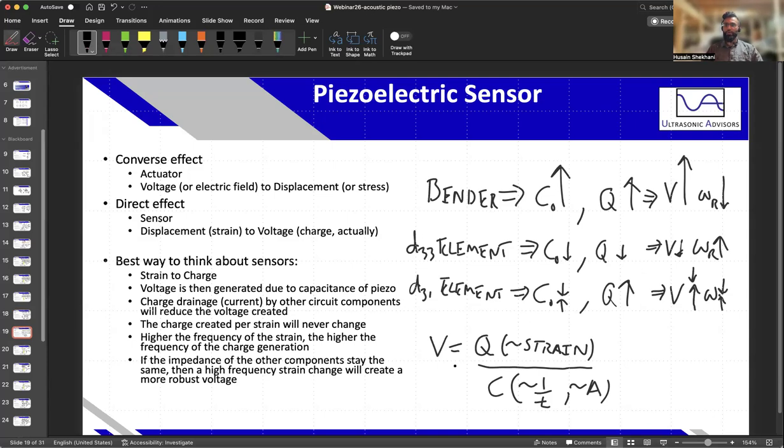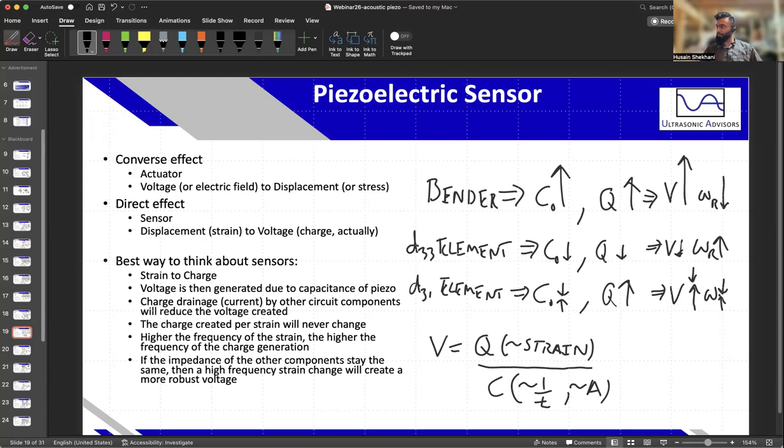So for a bender, the voltage is actually dependent on the charge over the capacitance. The charge is dependent on the strain developed in the element, and the capacitance is proportional to the area and inversely proportional to the thickness of the piezo element. So for a bender element, like a unimorph or bimorph, really common discs with a piezo element attached to it, you type in piezo bender, you'll come up with one, or a guitar pickup that you can easily purchase.